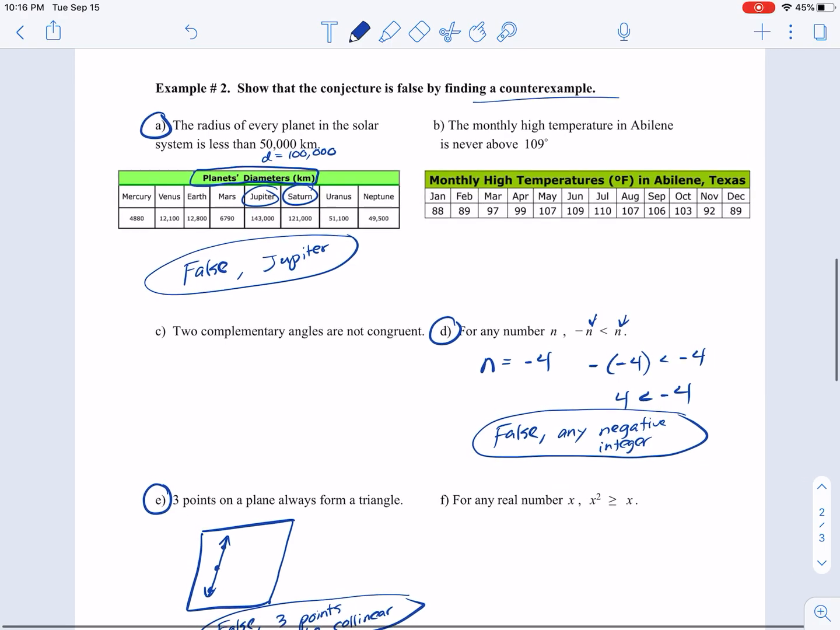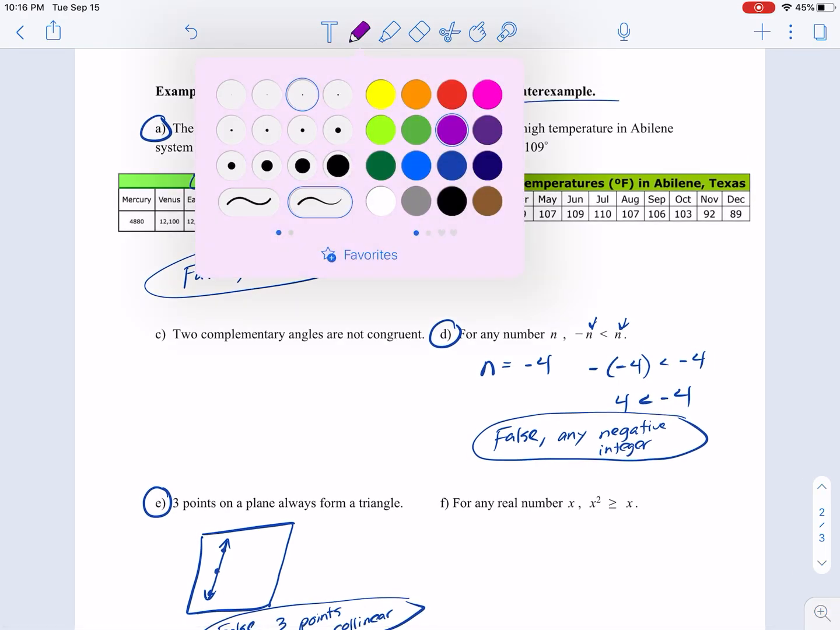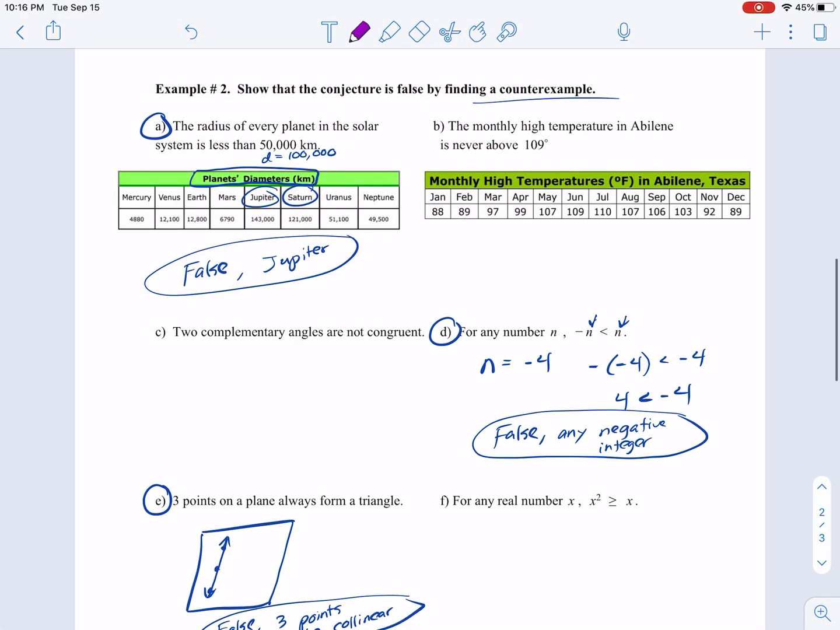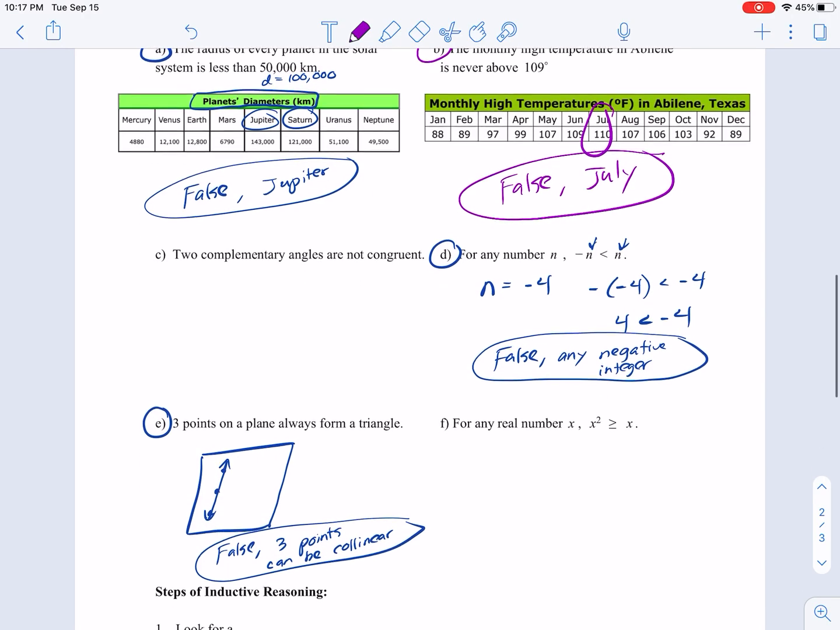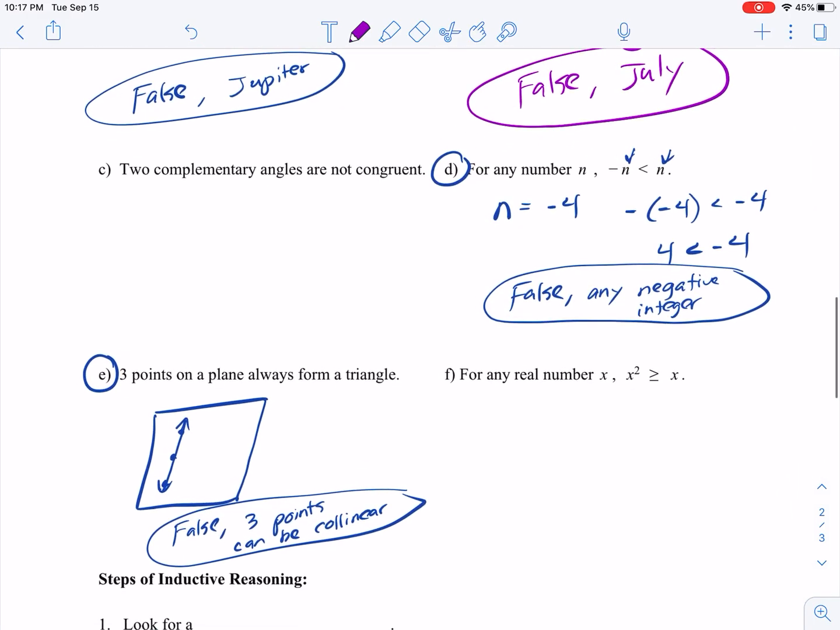Okay, so let's have you try providing a counterexample for B. B says the monthly high temperature in Abilene is never above 109. Find an example in this table that shows that that conjecture is false. Hopefully you noticed that in July, the monthly high temperature was 110 degrees. That's greater than 109. That would prove that that conjecture is false. That's a counterexample.